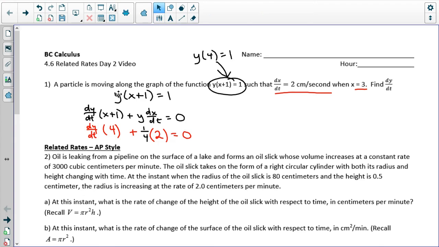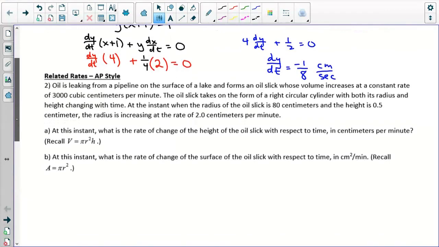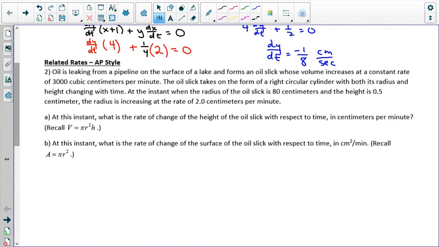I now just do some solving. So 4 dy dt plus 1/2 equals 0. So I subtract 1/2 and divide by 4. Dy dt equals negative 1/8 centimeters per second. That's how fast y is changing, and it also gives a direction that y is changing. Y is moving down.